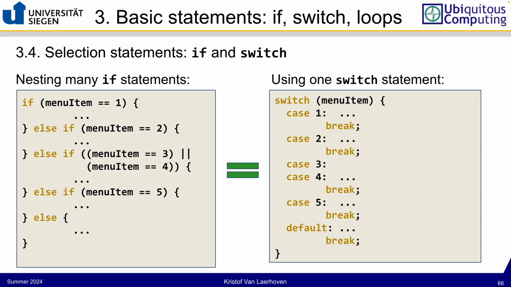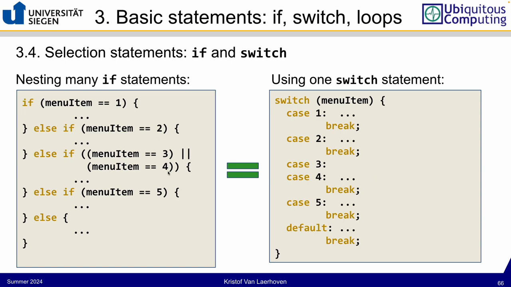So if menu item is 5, then we immediately jump to case 5 and execute everything that comes after this until a break statement is met. Then we jump out to the end of the curly braces. If you're not used to a switch statement or more old-fashioned programming languages, this is sometimes a little bit surprising, and could also lead to problems. Because if you forget the break statement, it would keep on executing all the statements coming for the next cases.